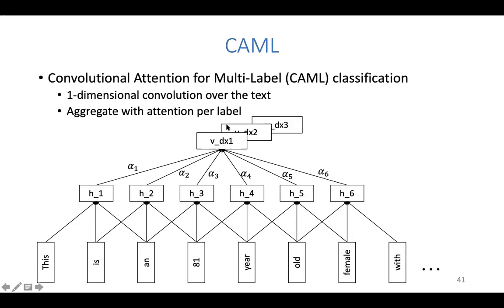So they have attention per label. There are 9,000 labels, like 7,000 diagnoses and 2,000 procedure codes. So for each label, they have individual attention functions. There's an attention function for diagnosis code 1, an attention function for diagnosis code 2, so they would have like 9,000 attention functions and 9,000 aggregate fixed size vectors.